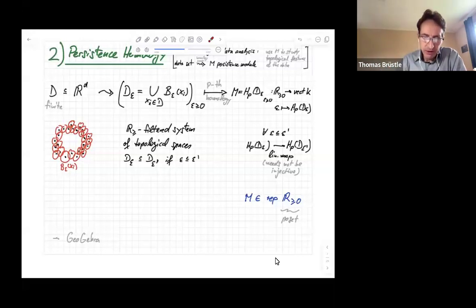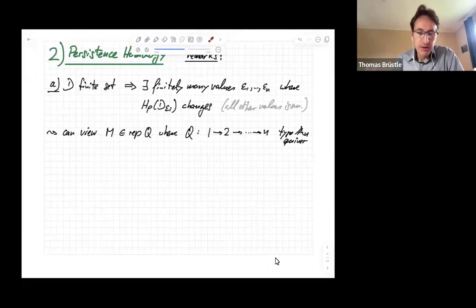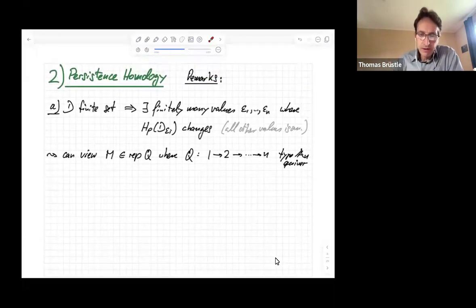No, doesn't seem to be the case. So some remarks. First, we start with a finite set of data D.